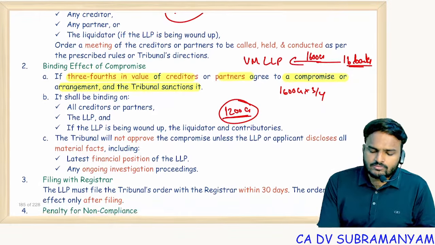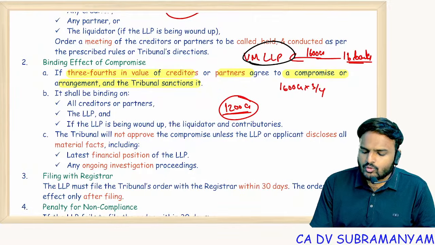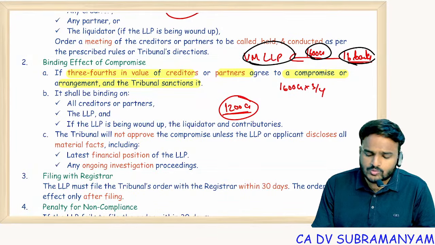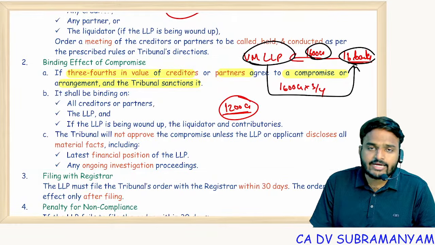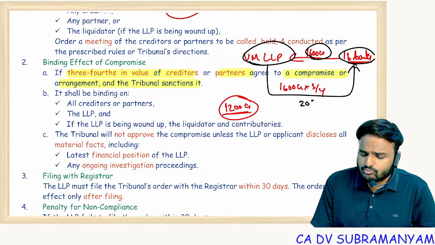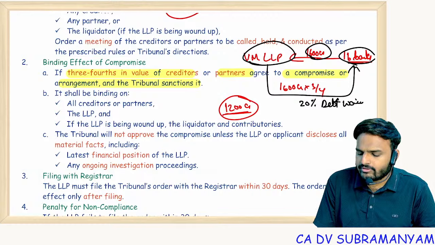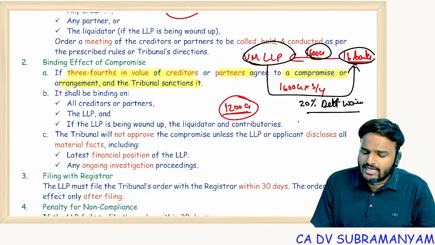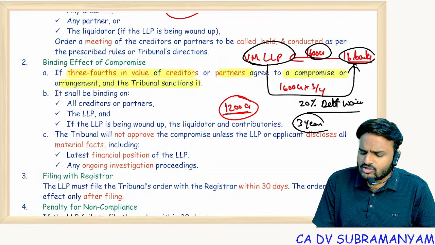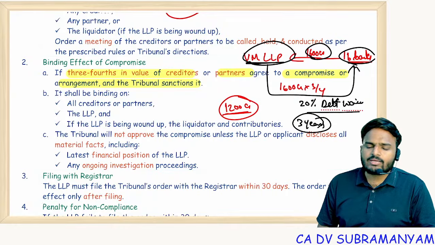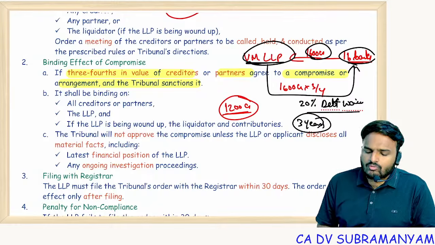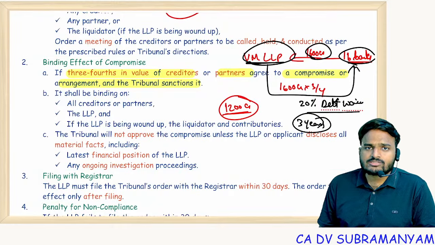Here, first of all, let me tell you, it took a loan of 1600 crores from 16 banks, but now it is not in a position to repay the loans. In this case, the LLP is asking, see, I'm facing a cash crunch. You give me some 20% debt waiver. The balance amount I'll pay in 3 years, in equal installments. This is the request of VM LLP. And creditors worth 1200 crores are giving approval.